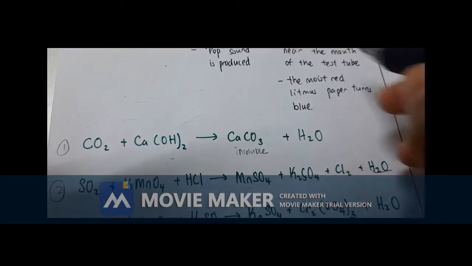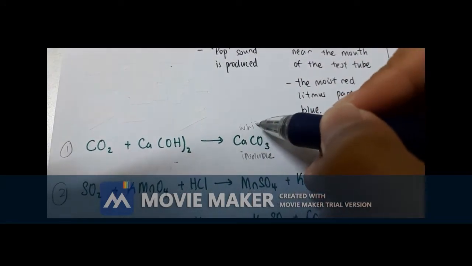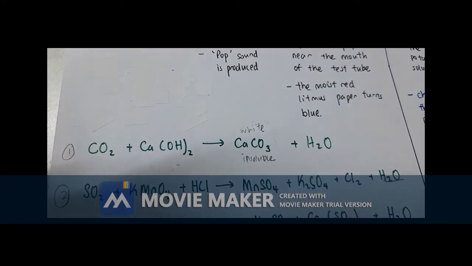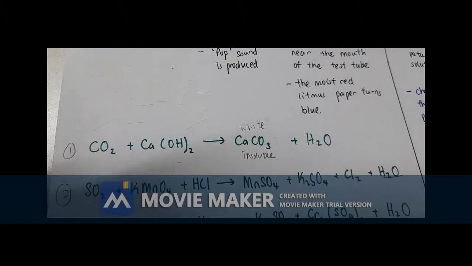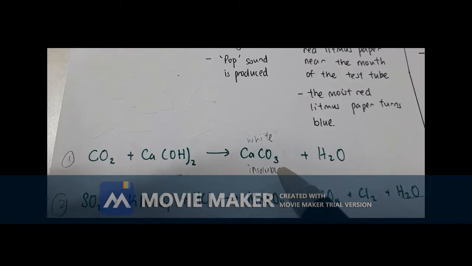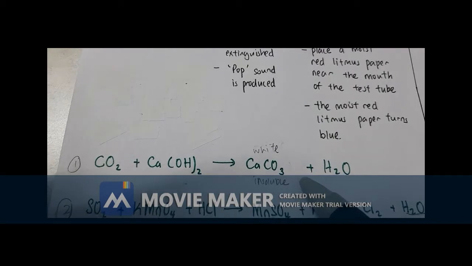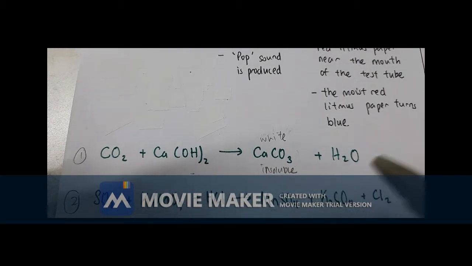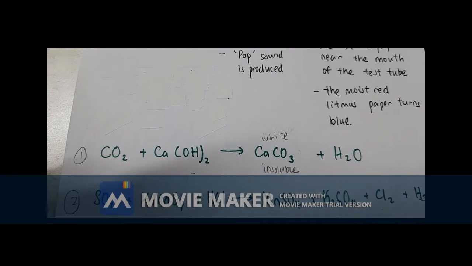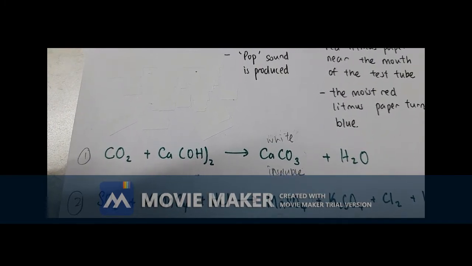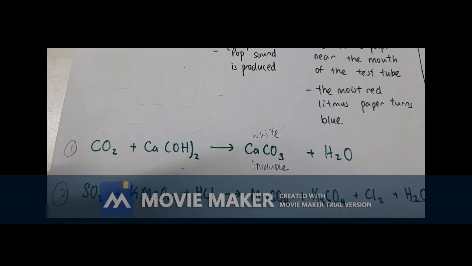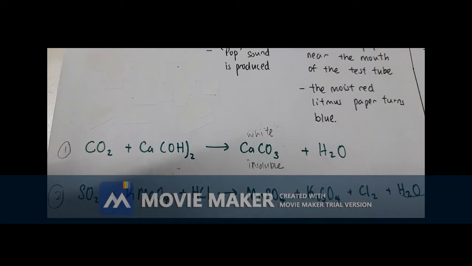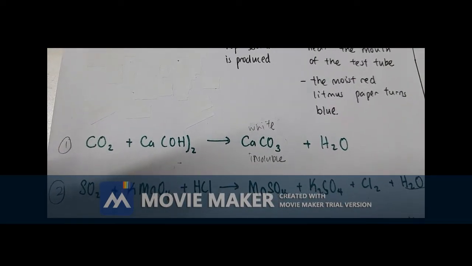It's an insoluble salt that also has the color white. So what happens when you try to dissolve a small amount of white insoluble salt? It will turn the water cloudy because it does not dissolve. So it doesn't turn colorless, it turns cloudy because it does not dissolve. So that's why lime water turns cloudy when CO2 gas is present.